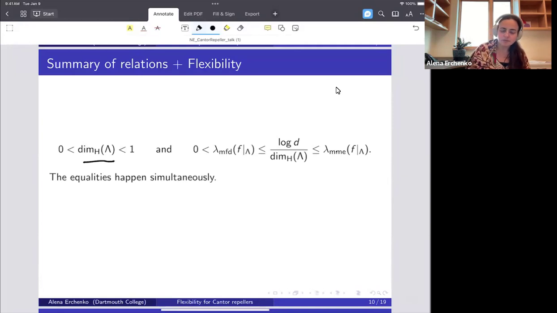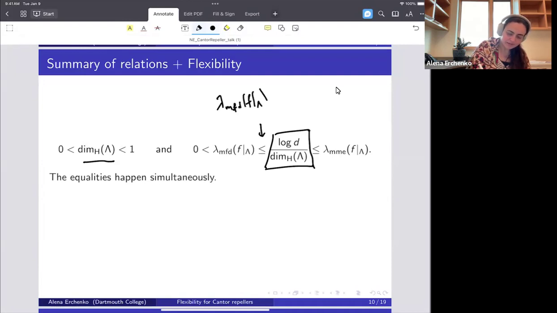And think about the Lyapunov exponents, because in this situation they have to be separated by log d over the dimension of my invariant set. Okay, so I want to emphasize that the equalities happen simultaneously, and they indeed do. Let me think about this one for a second, it's easier to try some equalities.